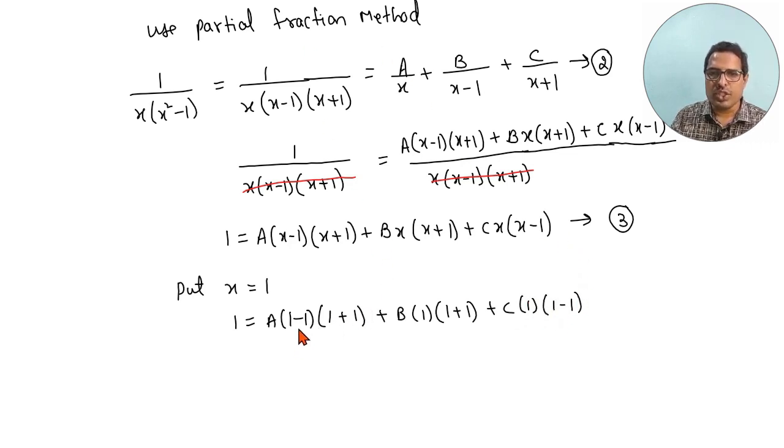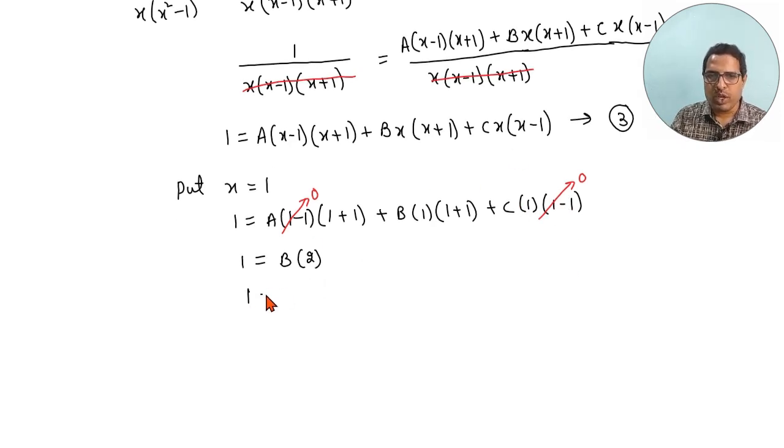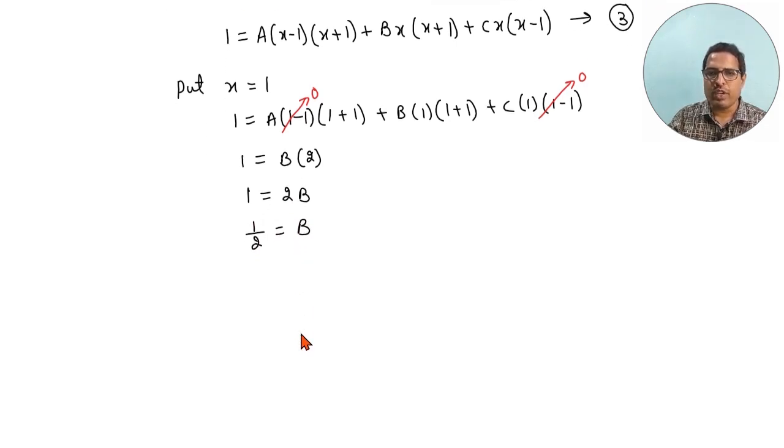We see that this 1 minus 1 becomes 0, and here 1 minus 1 also becomes 0. So you are left with 1 is equal to, this entire term is 0, you can ignore it. We have b times (1 plus 1), which is 2, so b times 2. And the last term is also 0. Simplifying, 1 is equal to 2b. Cross multiplying, we have 1 by 2 is equal to b. So we have got the first value: the value of b is equal to 1 by 2.